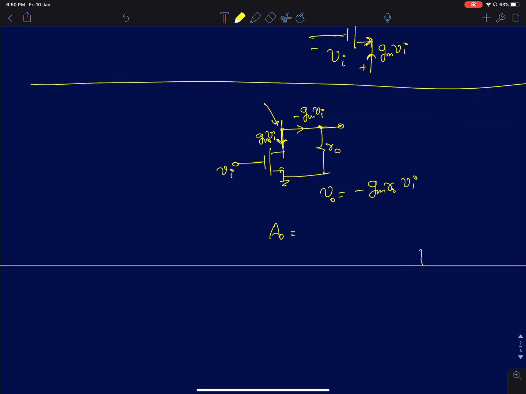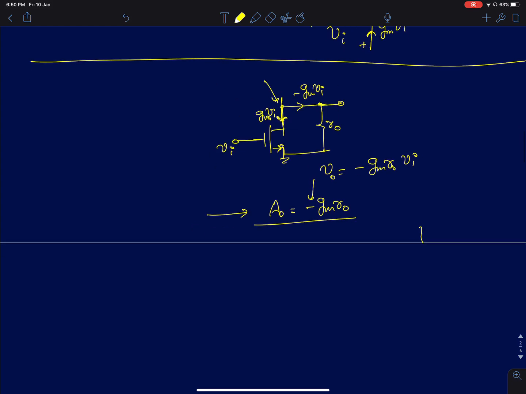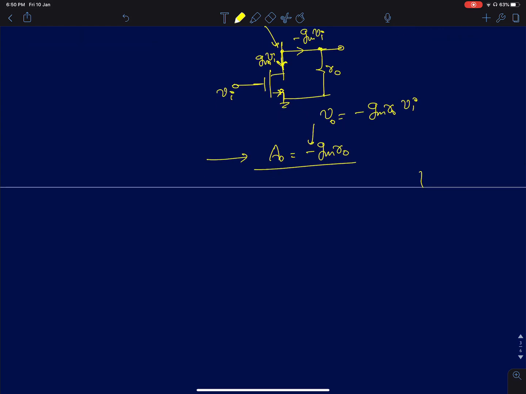A naught is actually minus Gm R naught. So you should notice that the sign is negative here, because drain and source will be in opposing phases. Sorry, gate and drain will be in opposing phases. Which means there will be a 180-degree phase shift between input and output. So if you apply a small sine wave, then you will expect a hugely amplified version of this signal, but there will be a 180 degrees phase inversion.